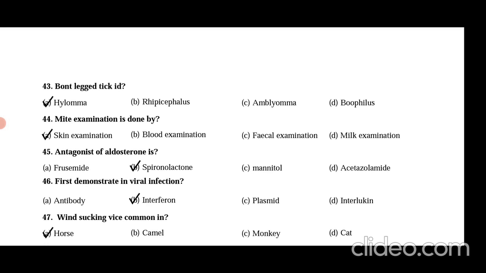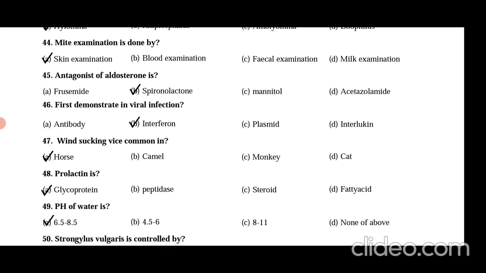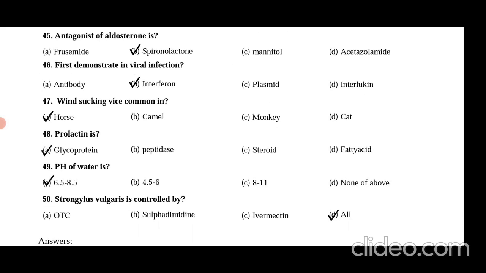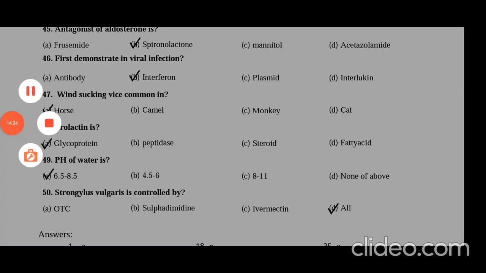Wind sucking vice is common in horse. Prolactin is a glycoprotein. The pH of water is 6.5 to 8.5, slightly acidic to slightly alkaline. Strongylus vulgaris is controlled by all. Strongylus vulgaris can be controlled by ivermectin. It can also be controlled by sulfadimidine and oxytetracycline.